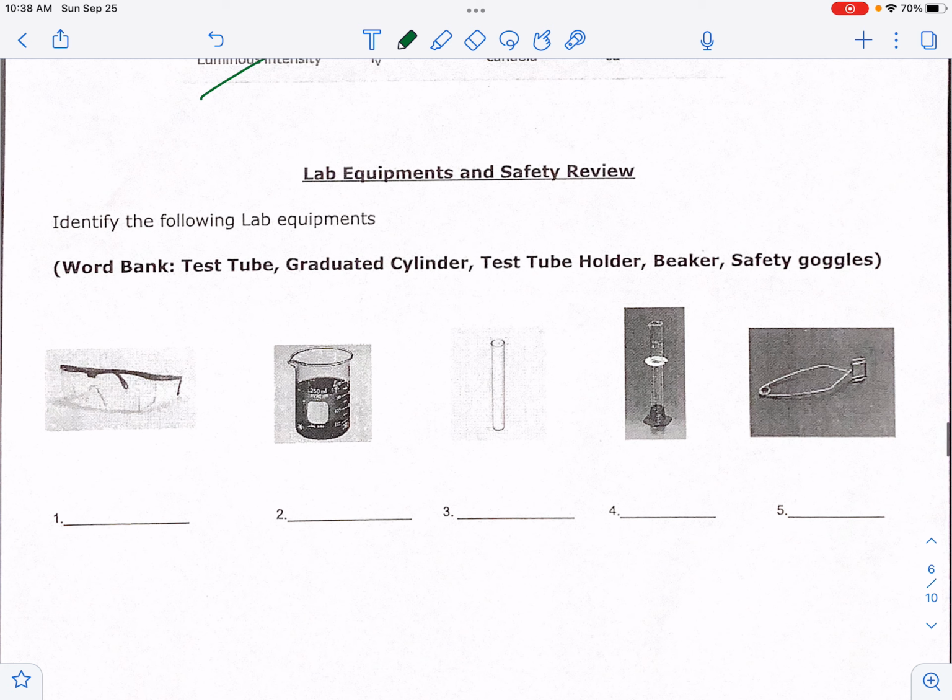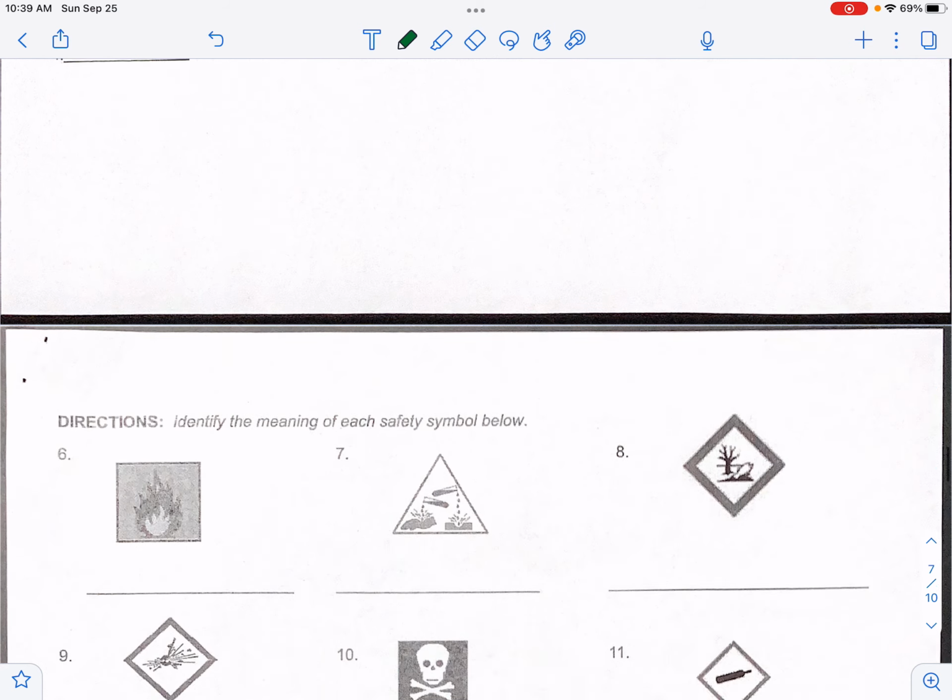Okay, identify lab equipment. This is pretty self-explanatory. So you have your safety goggles or safety glasses right here. You have a beaker, which we'll use more later. Your test tube is going to be number 3. Your graduated cylinder is going to be number 4. And then your test tube holder, which looks like you can actually pinch a test tube, is right here. But we're not worried about this too much. We'll do that more in the labs coming up.